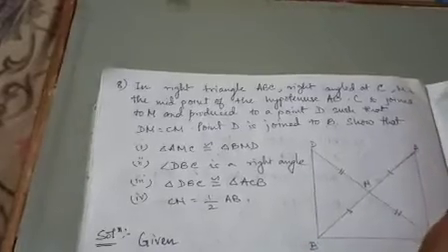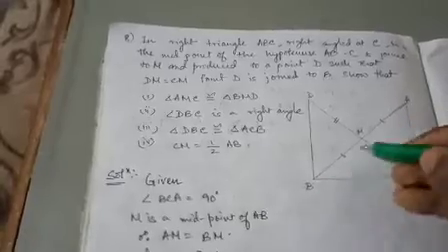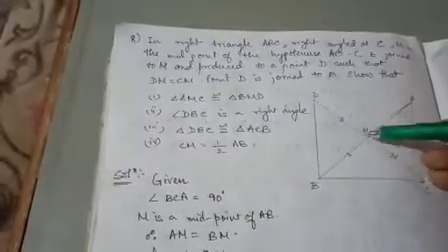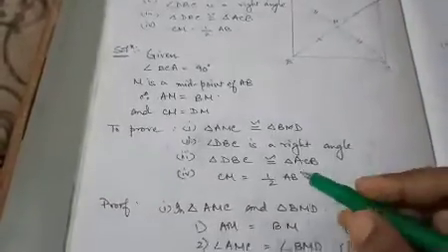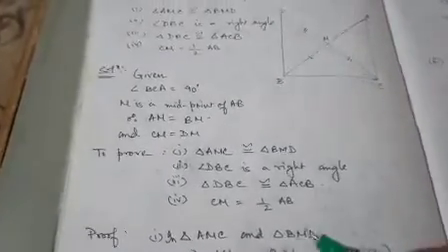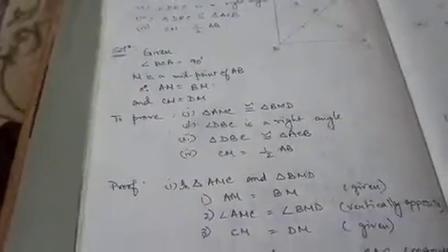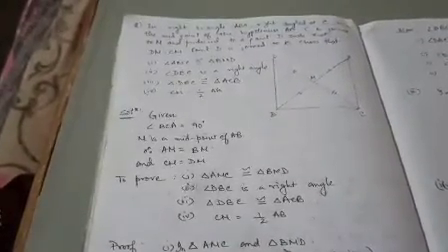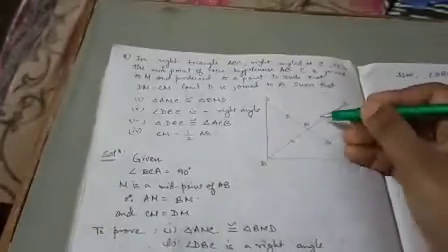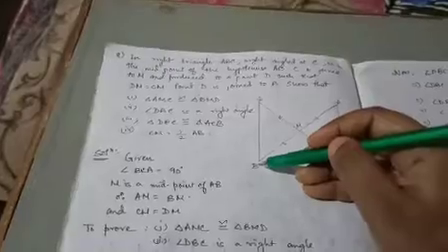So first we will write our givens: this angle is 90, BM is equal to AM, DM is equal to CM. Then the four things to prove, and then we will start our first proof. Now in the first proof, we have to show that triangle AMC is equal to triangle BMD.